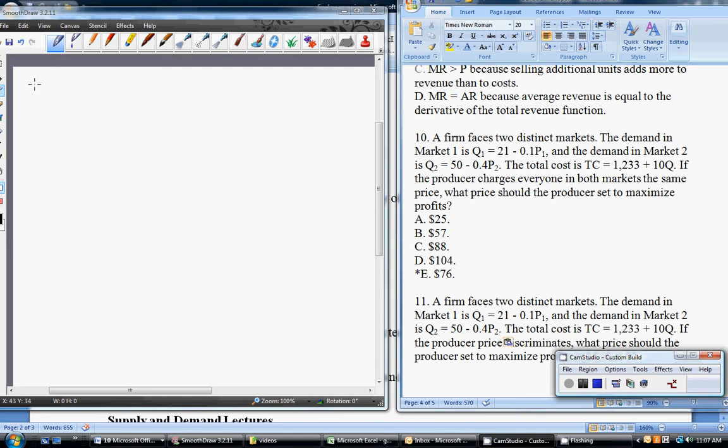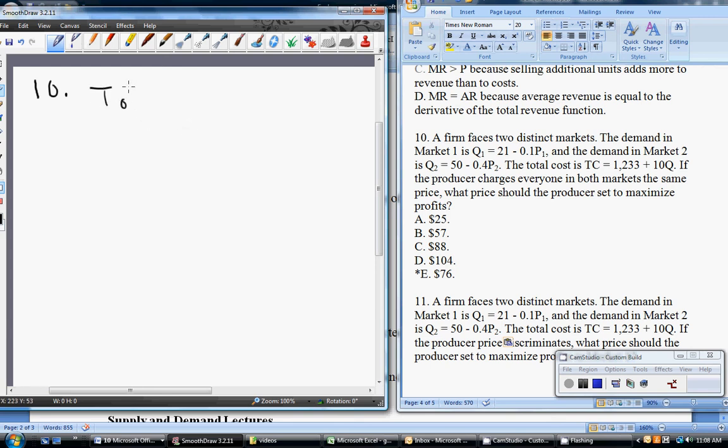Okay, moving to problem 10, next quantitative type question. Here we have a price discrimination type problem. A monopolist faces two markets with different demand conditions, but in problem 10 we're going to assume that the monopolist will not price discriminate, that is, charge everyone the same price.